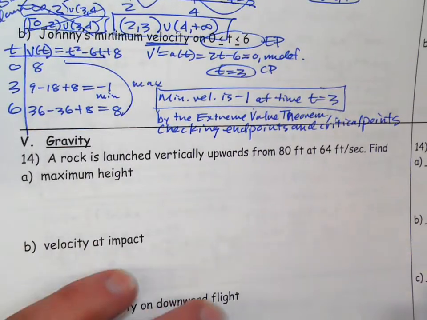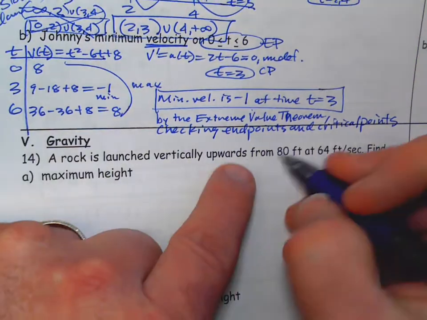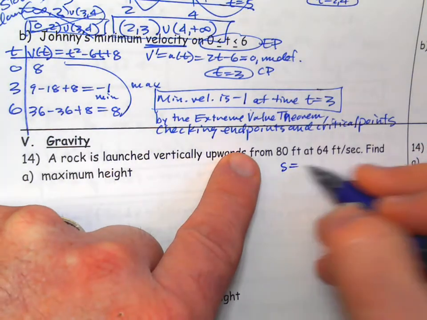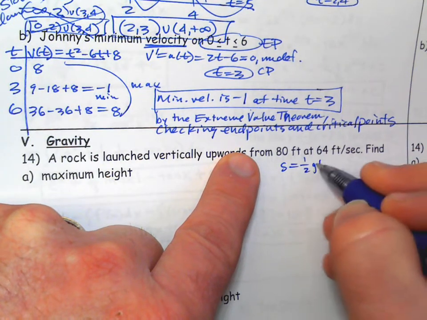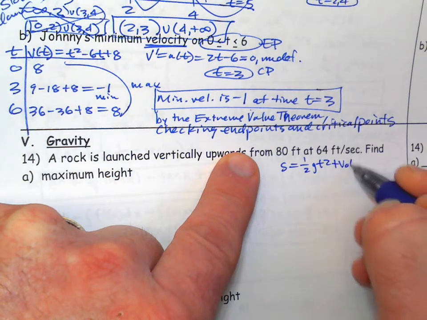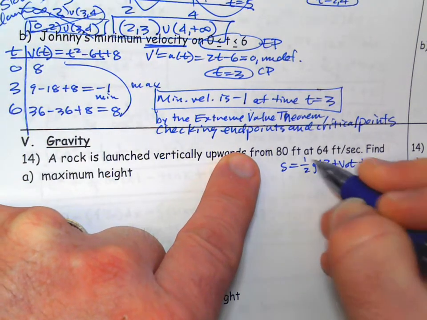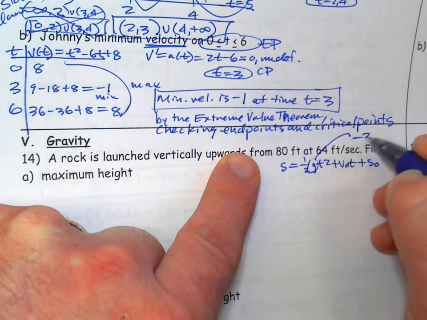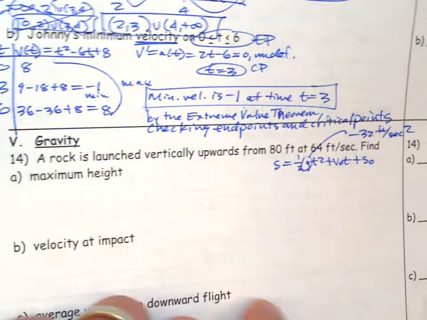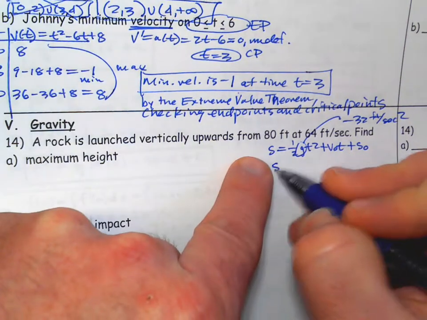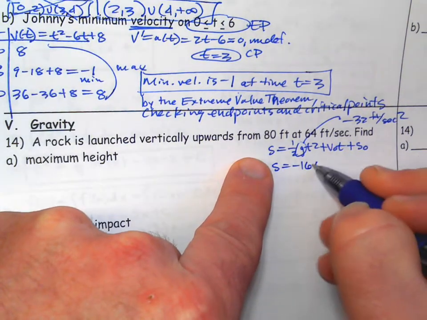Okay, gravity. The equation for gravity is s equals 1/2 g t squared plus v naught t plus s naught. For us, we're going to use negative 32 feet per second squared for g. It's negative because it's pulling things down. So it's going to be negative 16t squared.